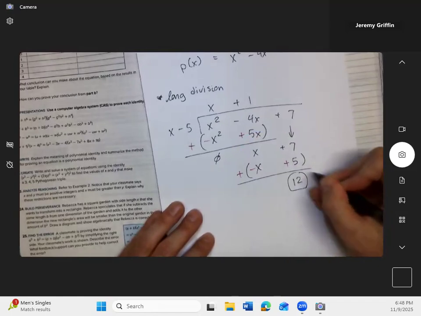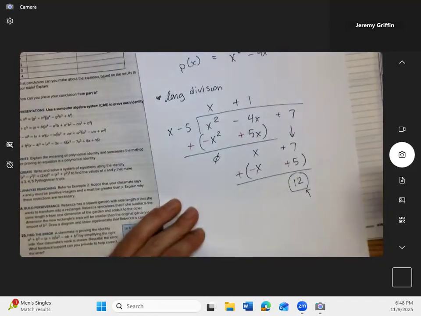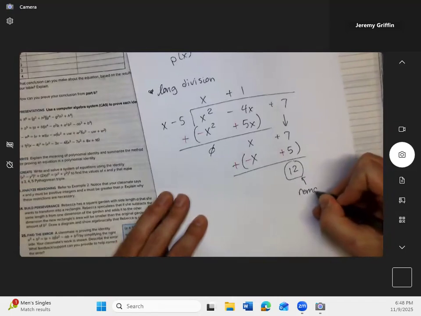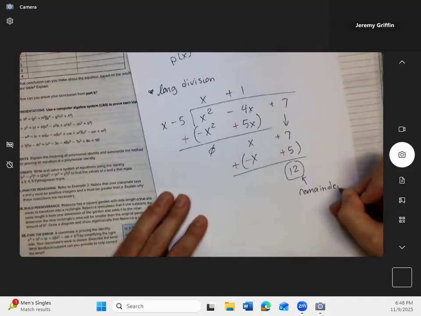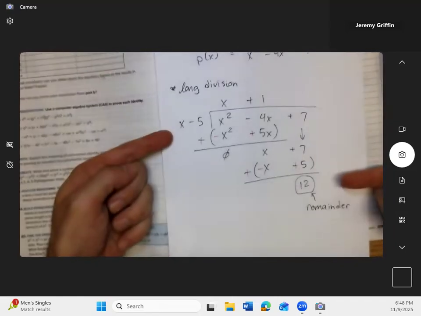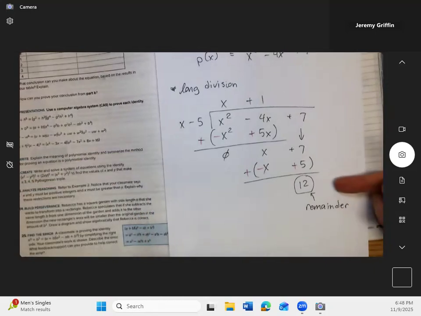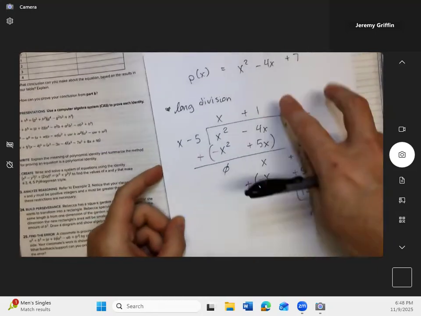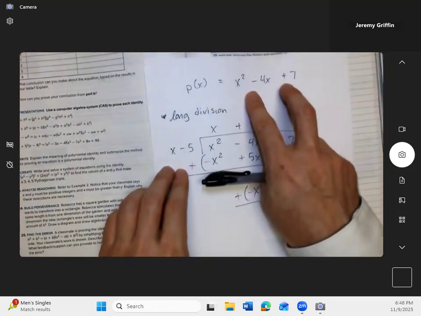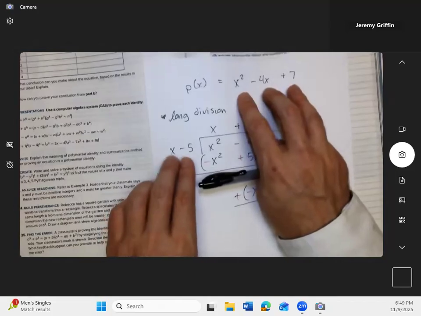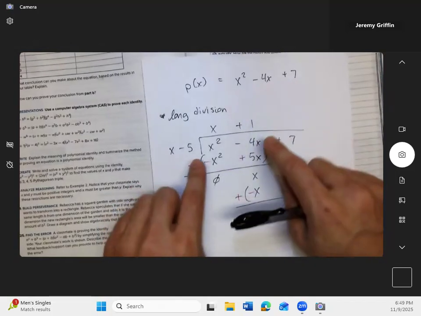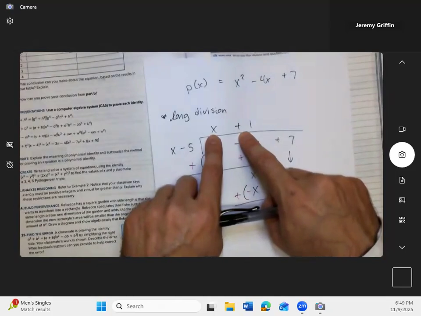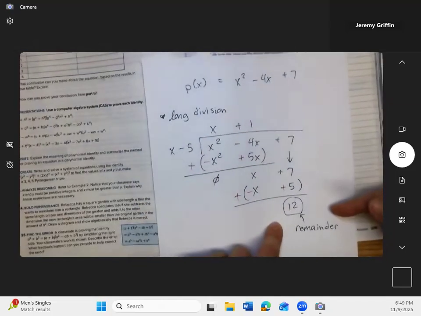Now this right here would be the remainder, because you can't really continue this process, right? x doesn't go into anything less than x at that point. So this polynomial, x squared minus 4x plus 7, divided by x minus 5 is x plus 1. So this is your quotient, but there's also this remainder right here, okay?